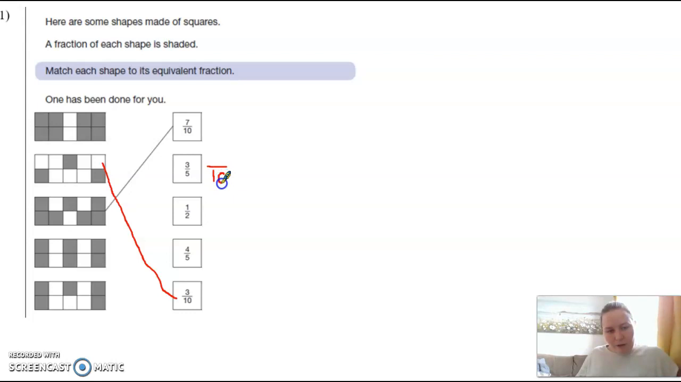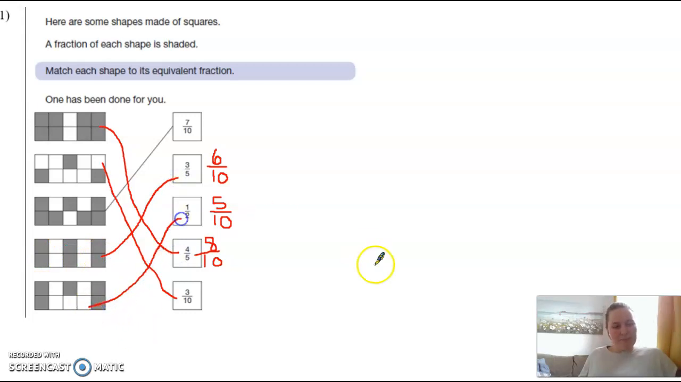3/5 will convert to 6 over 10 because we're timesing by 2. 1/2 is 5 over 10. I can either times up by 5 or I can just think, well, what is half of 10? It'd be 5 of them shaded, so that would be 1/2. And then 4/5, we're timesing by 2 again, so that will be 8/10. Once you've got them over 10s, this should be incredibly easy because all the shapes have got 10 pieces. So this one has got 8 shaded, so it will link to 4/5. This one has got 6 shaded, so it will link to 3/5. And this one has got half shaded, 5 out of 10. Okay, so that's what your final answers for number 1 should look like.